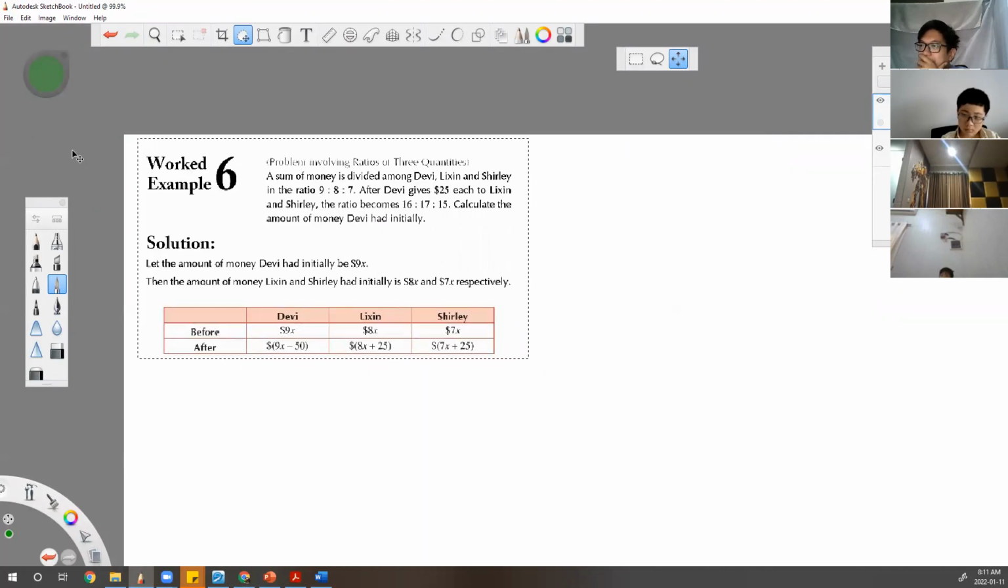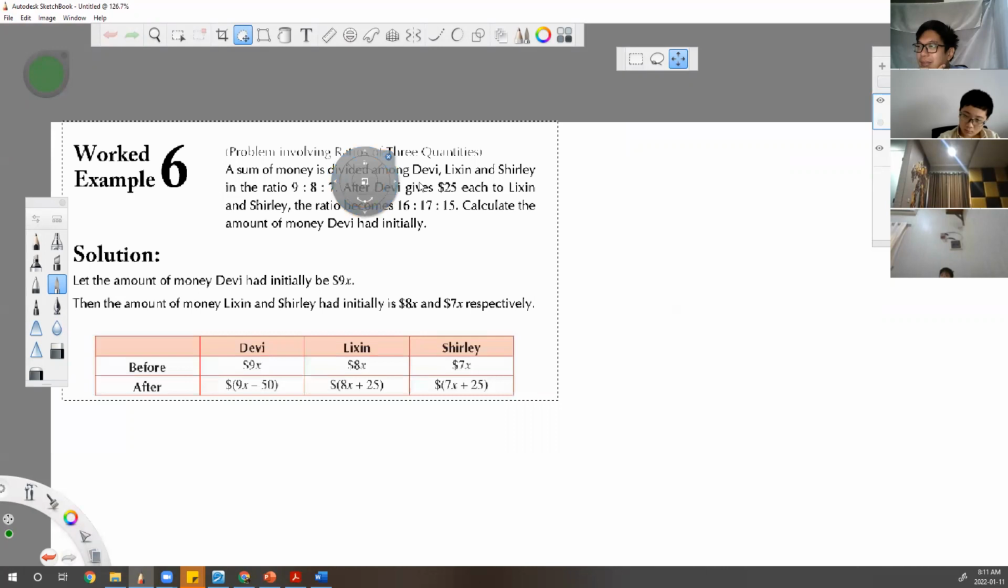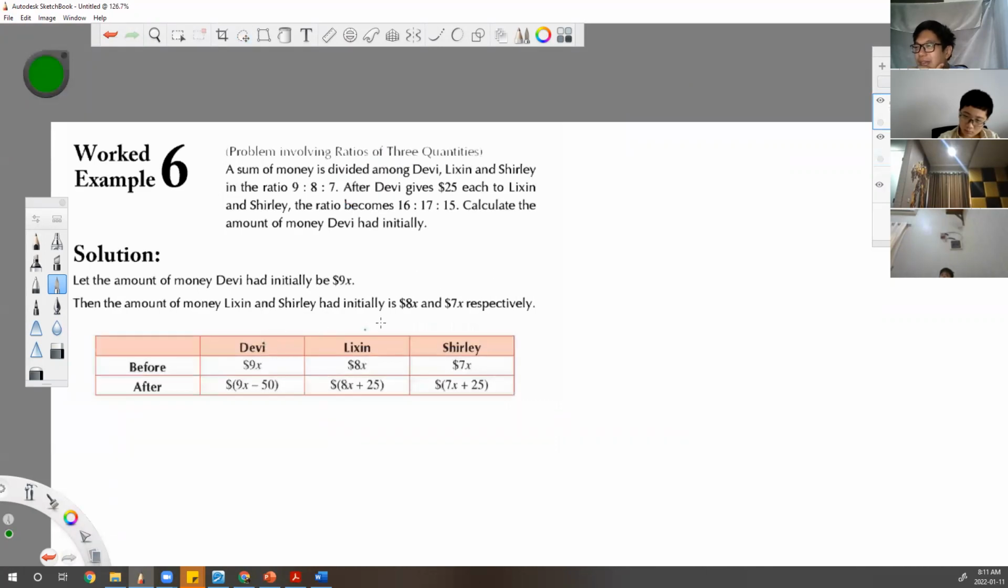Yuk perhatiin. The sum of money is divided among Devi, Lisin, and Shirley. Look at the name. Devi, Lisin, and Shirley. Right? I just use the initial. 9:8:7, 9x, 8x, and 7x. Dia pakai x juga sama ya.